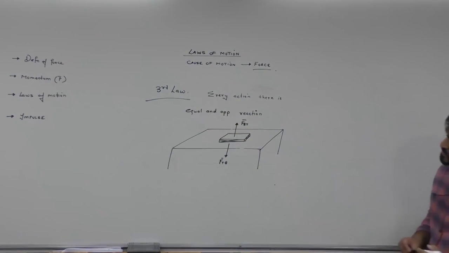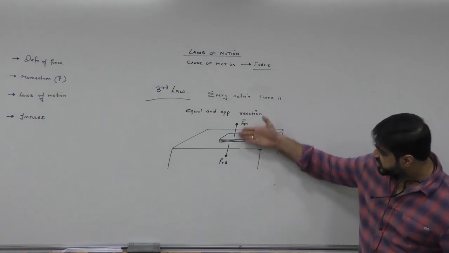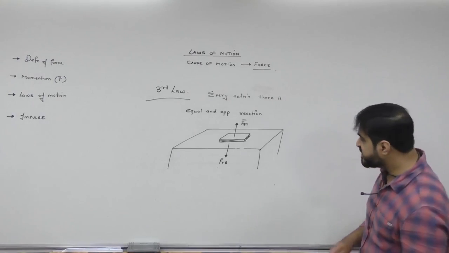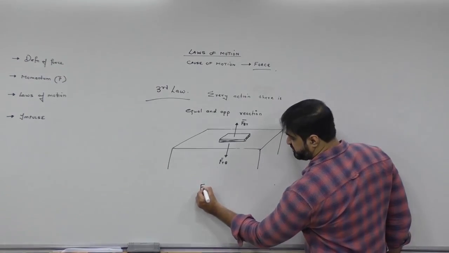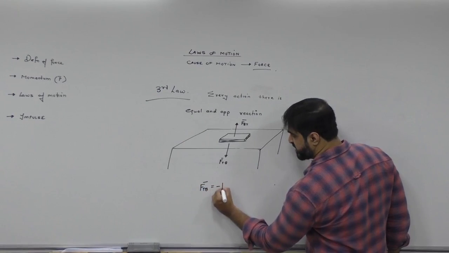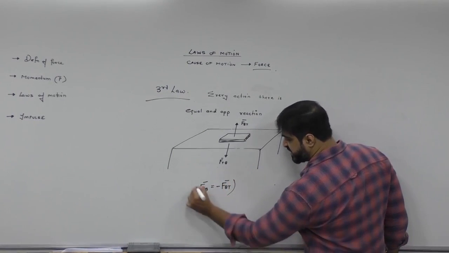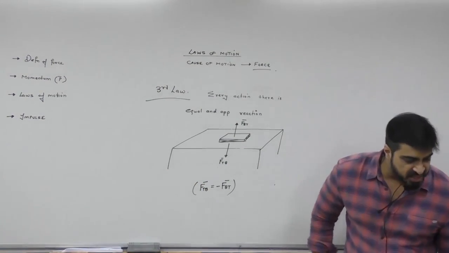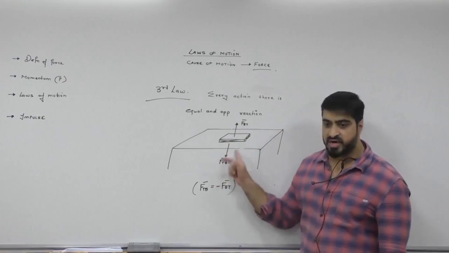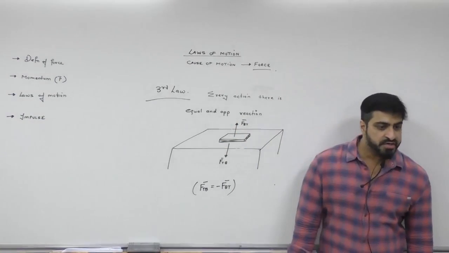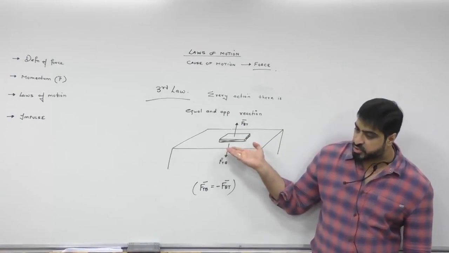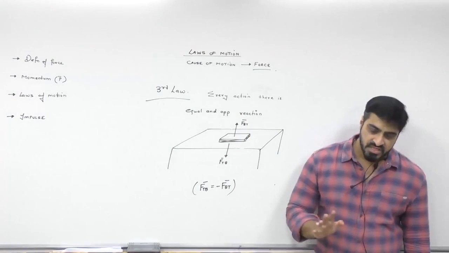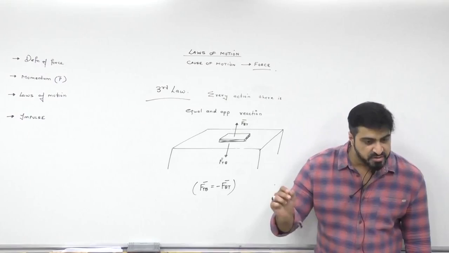For every action, there is an equal and opposite reaction. Can I write this as FTB bar is minus of FBT bar because they are negative vectors? Two vectors having the same magnitude but opposite direction. They are negative vectors, right or not? Means if this is A bar, this has to be minus A bar, because according to the definition, for every action there is an equal and opposite reaction. Means if you are applying 10 Newton, he will also give 10 Newton.